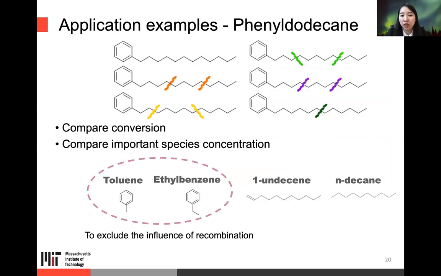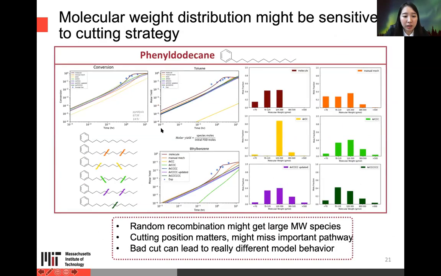And here I tried to see what the difference is between different initial cutting strategies. The system I use is phenyldodecane. Different colors basically represent different initial cutting strategies. And here is the comparison. By comparing the reactant conversion, basically every model has a little difference, but the difference is within only 1 order of magnitude.